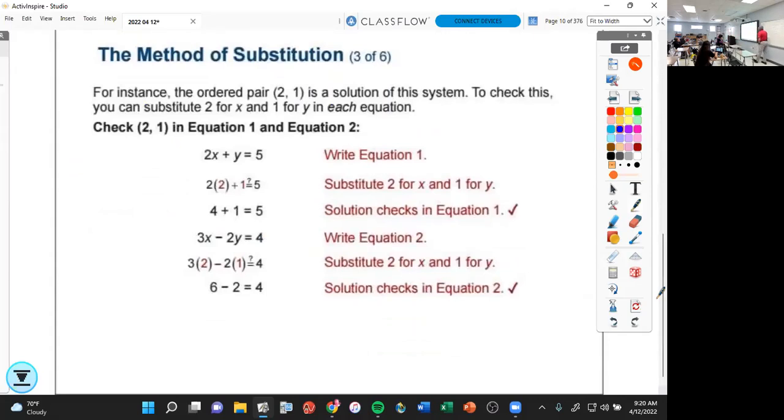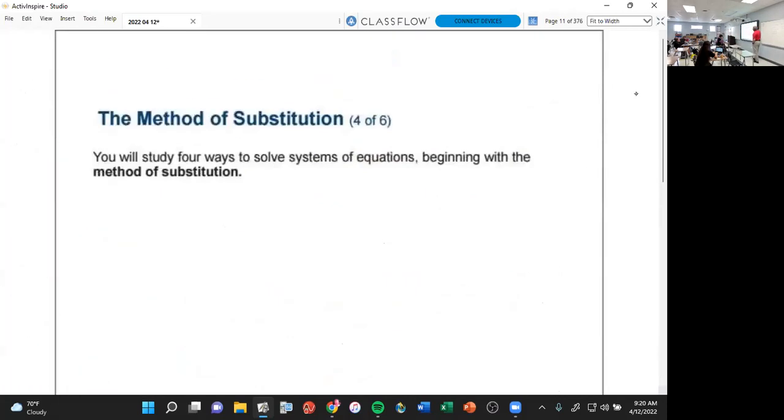Here they are. They worked it out. Check it. Plug it in.